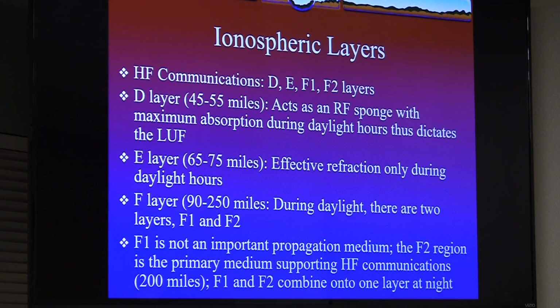The E layer is about 70 miles. It only is there during the daylight hours. When the sun stops heating the ionosphere, the E layer goes away. So it isn't there at night, it's only there during the day. Same thing with the F layer. During the day, there are two of them, F1 and F2. At night, there's just one, F. And that's anywhere from 90 to 250 miles up.